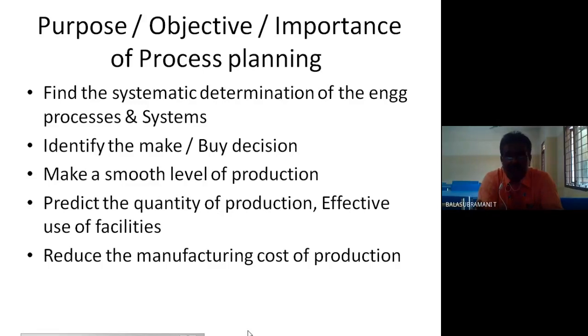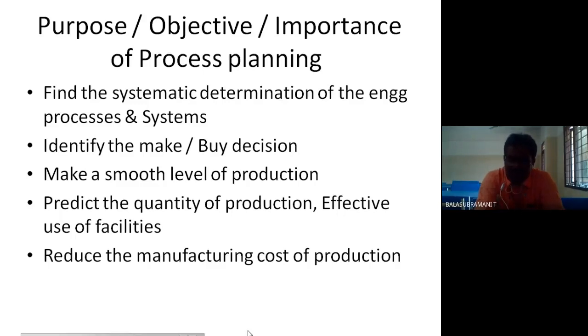Next, we have to make a smooth level of production. Smooth level of production means we have to organize the industry with proper positions, predict the quantity of production, and use facilities effectively. You may use CAPP to increase mass production. For example, in a manual process you make 50 in one day. In the case of computer aided process planning, more than 100 or more than 150 can be achieved. Reduce the manufacturing cost of the production.